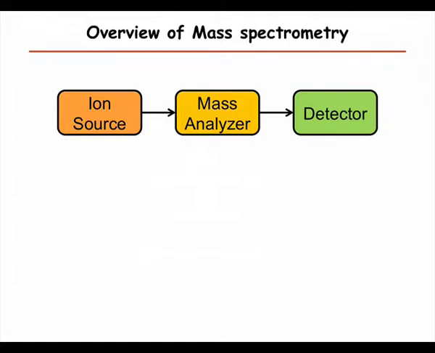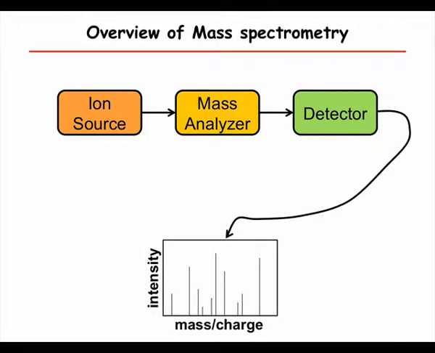So the general overview of mass spectrometry is made up of 3 parts: an ion source, a mass analyzer, and a detector. And then out of the detector we get an electric signal that is the mass spectrum.